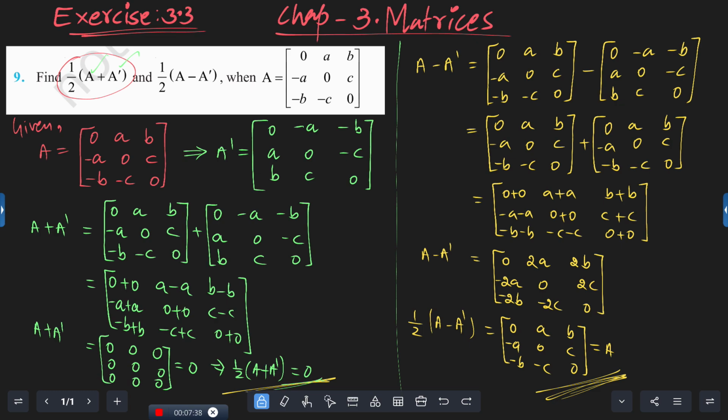Sir, I didn't see the 1 by 2. Okay, here you have to divide by 2, divide all the places by 2. Then only you will be getting this step that I didn't show. If you want, you can mention it, not an issue. Understand? Right. Question number 9 is over. Do fast.